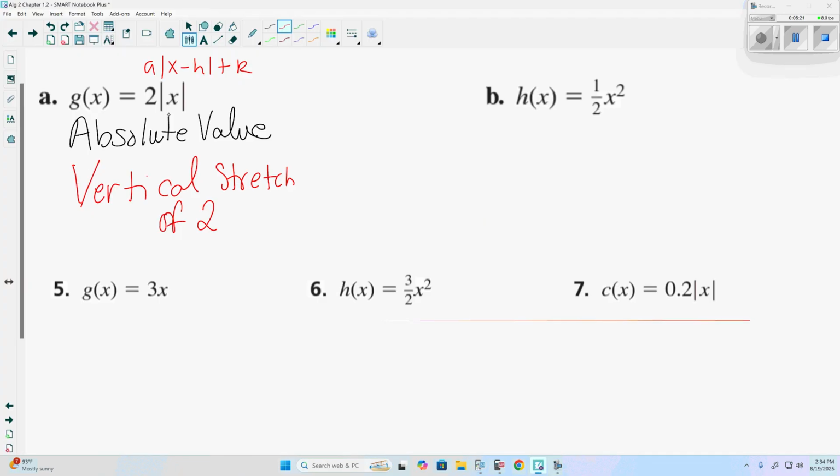Questions on A before we look at B? B, what's the parent function for 1/2 x squared? It's a quadratic.